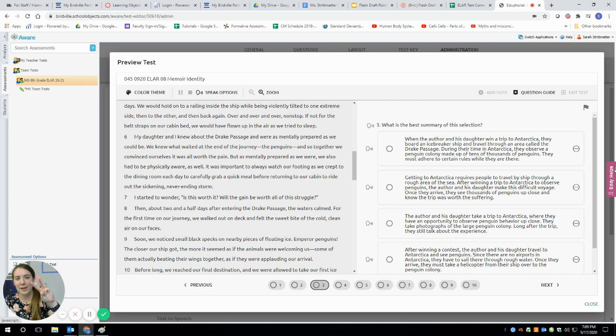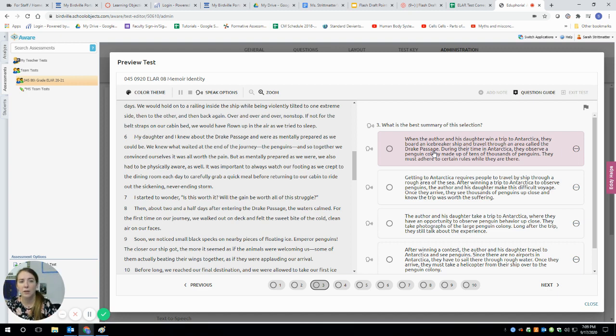Question number 3. So this question is all about the summary. As a reminder, your summary should have a beginning, it should have a middle, it should have an end. Most importantly, it should contain something of the main message that the author left you with at the end. The way it made you feel at the end, there should be some of that. So if you look at A, it says, when the author and his daughter went on a trip to Antarctica, they board an icebreaker ship and travel through an area called the Drake Passage.